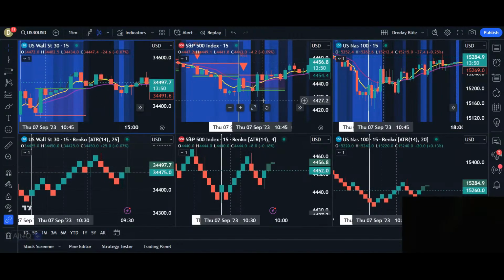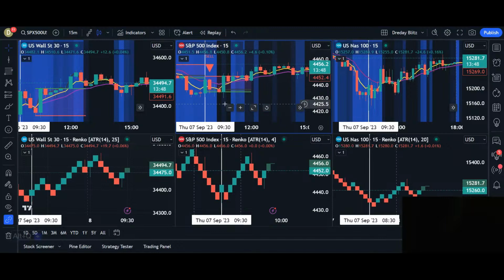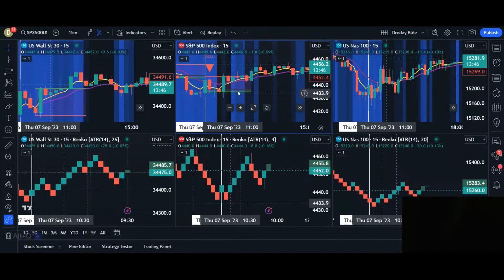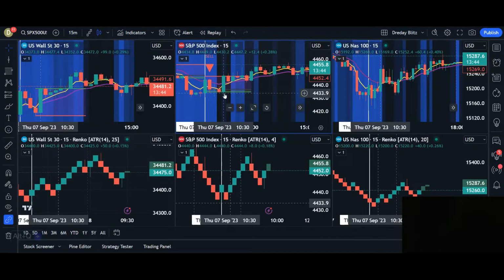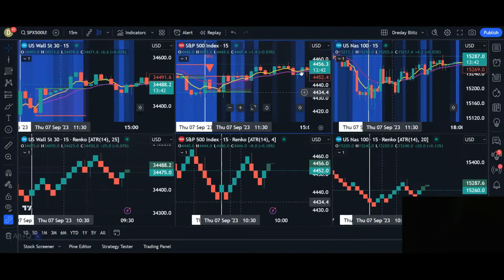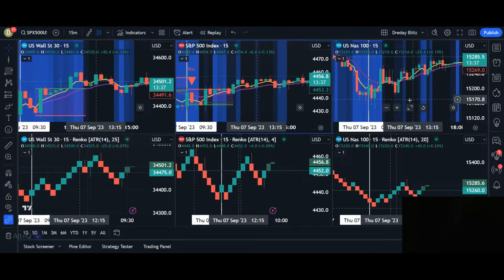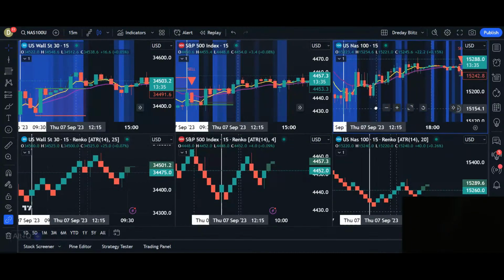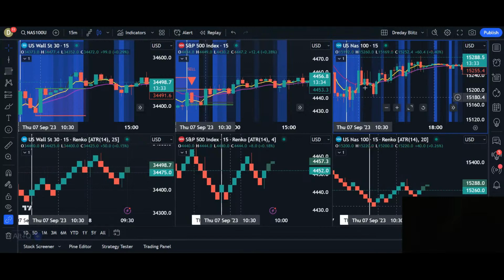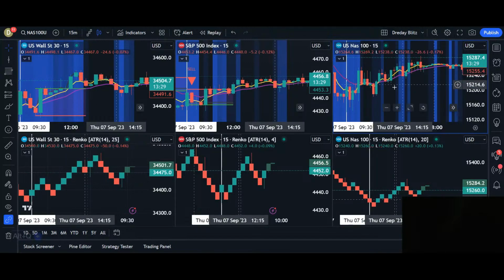Same thing for S&P 500. We had a sell, and then there was a buy signal right here, and then the market went up for the rest of the day. And for Nasdaq, there was a buy setup right here, and the market rallied up.